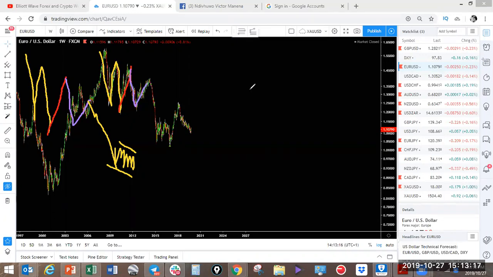Now, what happens after that? You get this move to the downside. I need to draw it cleanly. It's a little bit skew. What happens when it comes to the end?